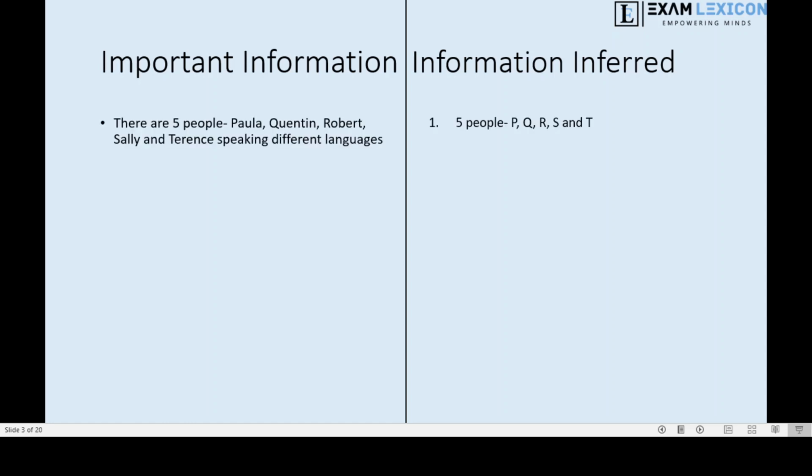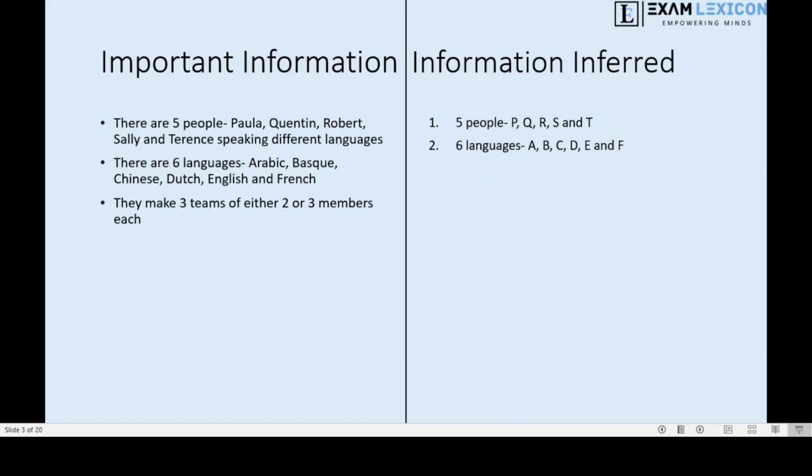So what we are going to do is take all the important information in the question set that is given to us, and keep noting down what we are inferring from it. Okay, so there are 5 people. We are taking them to be P, Q, R, S and T. There are 6 languages: A, B, C, D, E and F. They make 3 teams of either 2 or 3 members each.